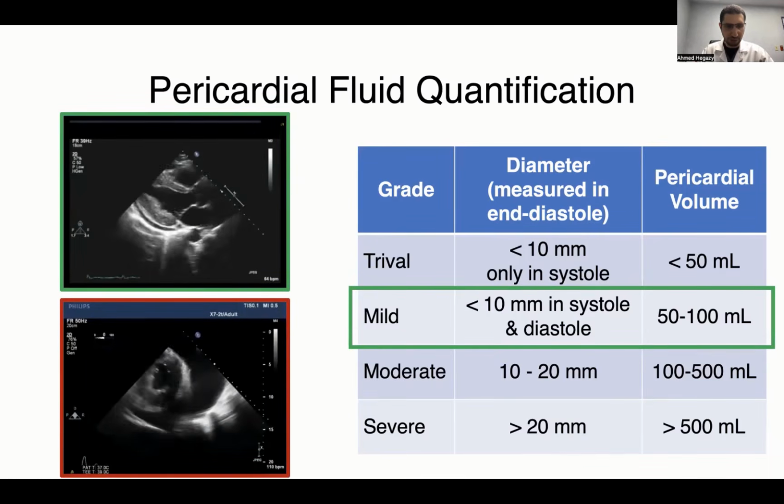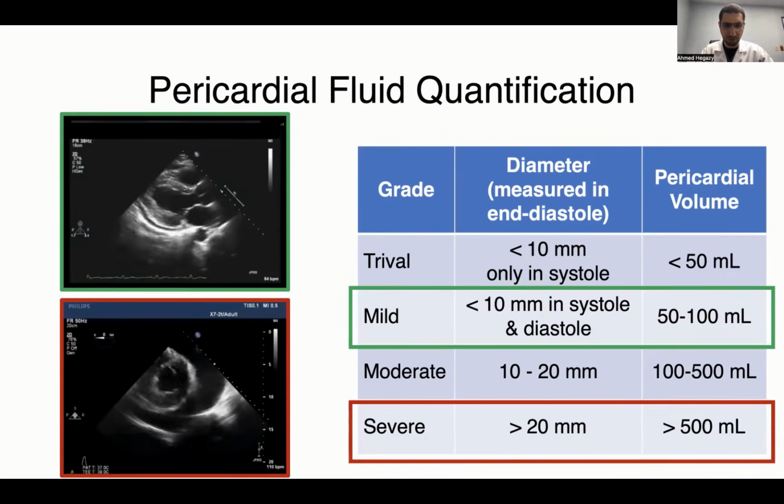On the other hand, in this parasternal short axis view, you see a very big pericardial effusion that is circumferential. It is more than 2 centimeters in diameter. And so this is a severe pericardial effusion. We're expecting more than 500 mils of pericardial volume.